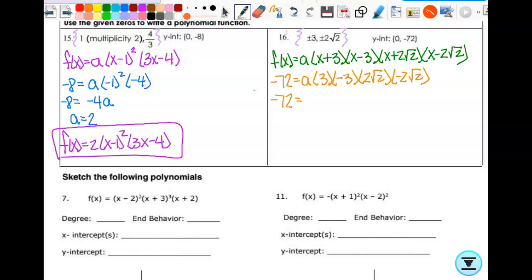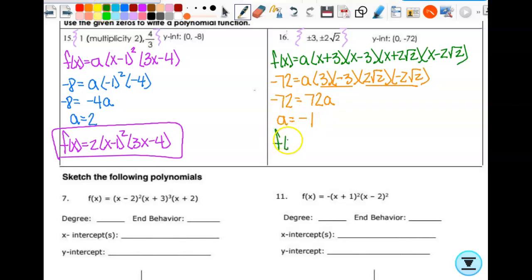All right. So first of all, when I multiply all this out, it's going to end up being positive, so I don't have to worry about the negative 3. So 3 times 3 is 9, and then 2 square root of 2 times 2 square root of 2. 2 times 2 is 4. Square root of 2 times square root of 2 is 2. So when I multiply these two together, I get 8. Multiply these two together, I get 9. So I get 72a. So a is negative 1.